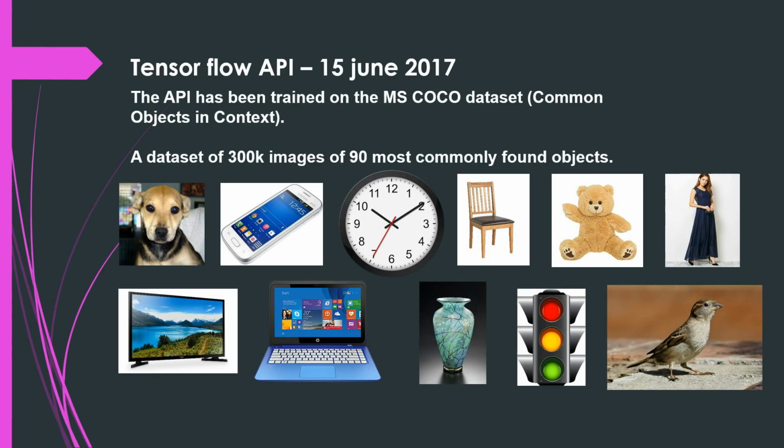So this API has been trained on the Microsoft COCO dataset, which has approximately 300,000 images and 90 categories or classes. Some of these classes I've mentioned here, like dog, mobile phone, clock, chair, teddy bear, person, TV, laptop, vase, traffic light, birds.